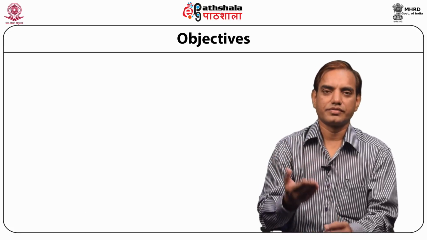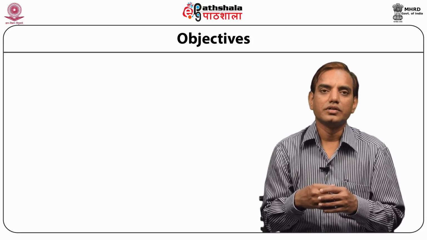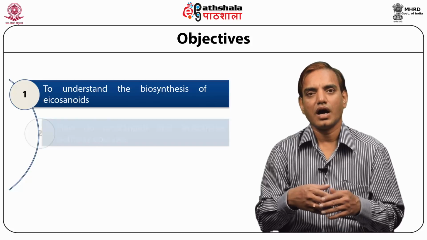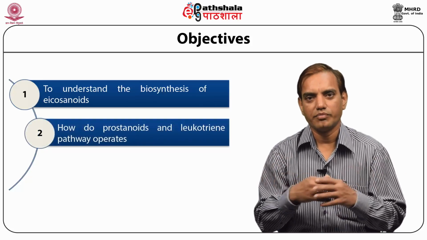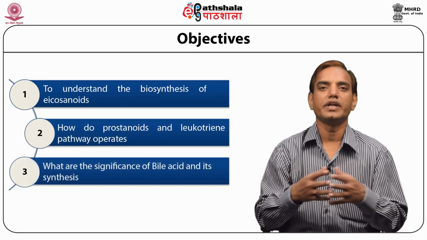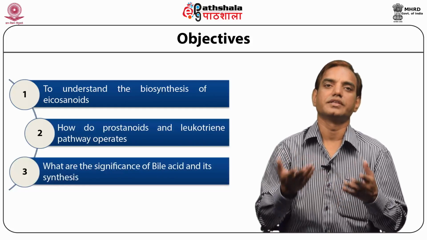Today we are going to talk on the module Biosynthesis of Lipids Part 5 from the paper Lipid Metabolism. The objectives of the paper include understanding the biosynthesis of the eicosanoids, how the prostanoid and leukotriene pathways operate, and what the implications and significance of bile acid and its synthesis are.